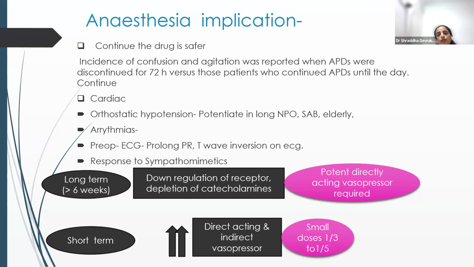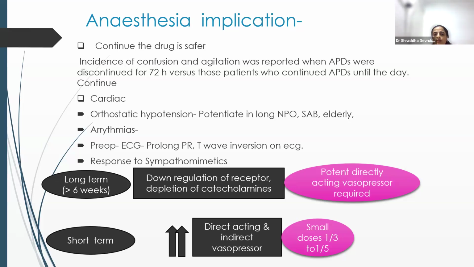I said orthostatic hypotension. It can get potentiated if you have a long need for oral hours in subarachnoid block in elderly patients, so we have to be careful with this. You can expect some precipitous fall in blood pressure after giving spinal anesthesia. Arrhythmias can be common. As I said, ECG is mandatory. If there is hypotension, the response to sympathomimetics is also very erratic. It depends upon whether these patients are taking it long term, meaning at least more than 6 weeks, or short term, which is different.